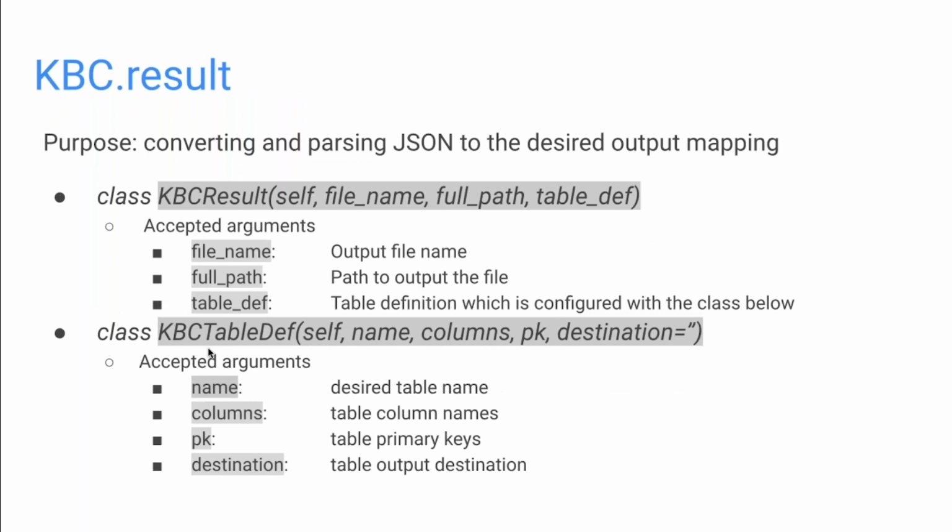All right, moving on to the KBC result library. The purpose of this is to convert and parse the JSON to the desired output that we want. By calling this class, we'll define the file name, the full path, and also the table definition, which is the class down here. So the desired table name, column names, primary keys, and the destinations.